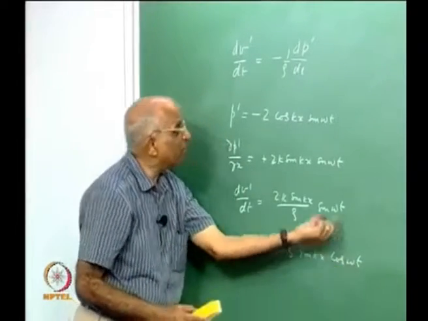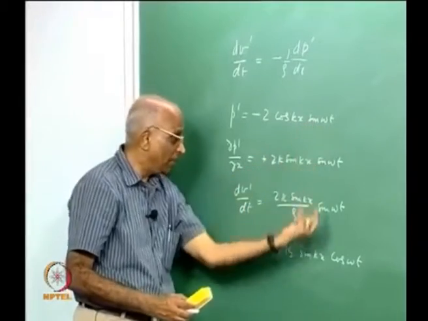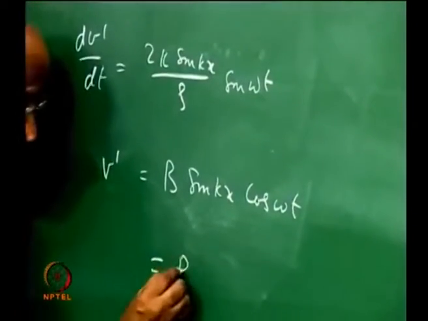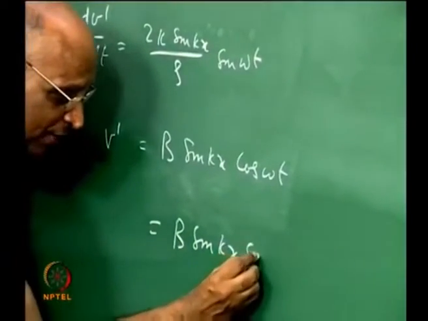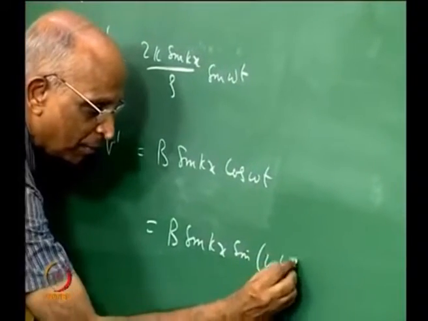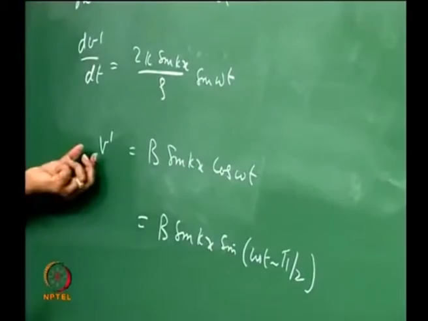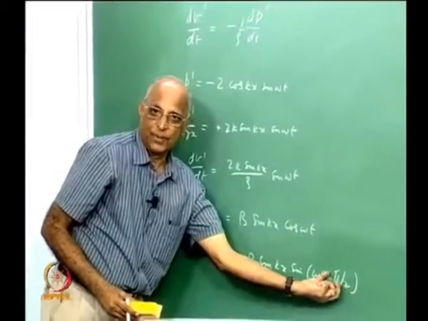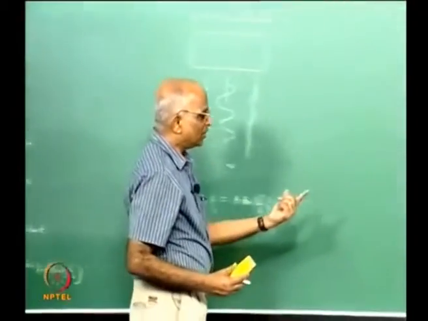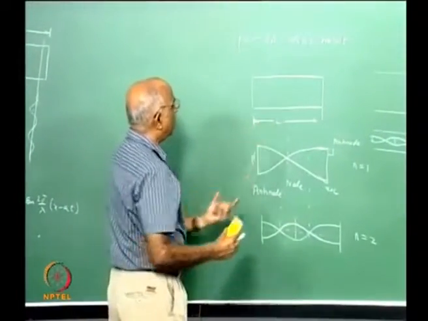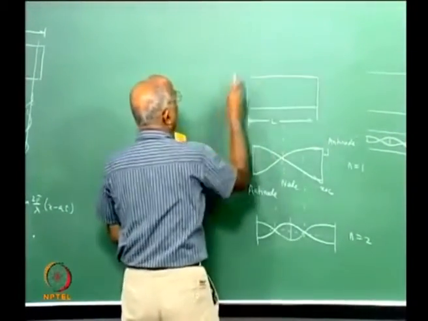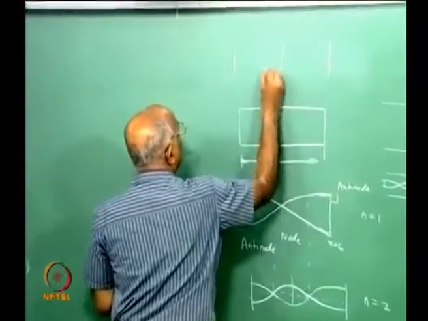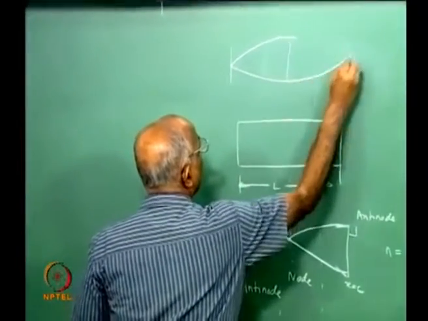Now I get cos omega t, whereas my basic pressure signal was sin omega t. So I can write v prime as b sin kx into sin of omega t minus pi by 2. In other words, the velocity perturbations lag behind the pressure perturbations by pi by 2. Since it is lagging behind, for the same case if I plot my velocity perturbations on top, lagging by 90 degrees, I get velocity 0 here, a velocity node, then a maximum, and I get my velocity perturbations like this.